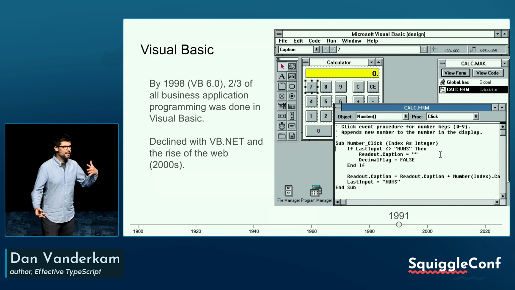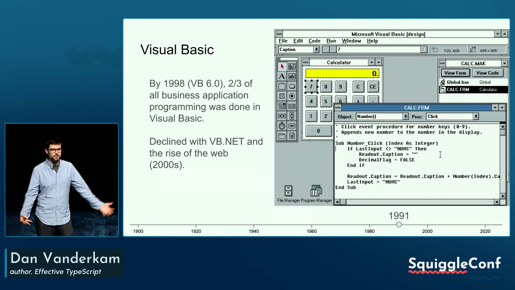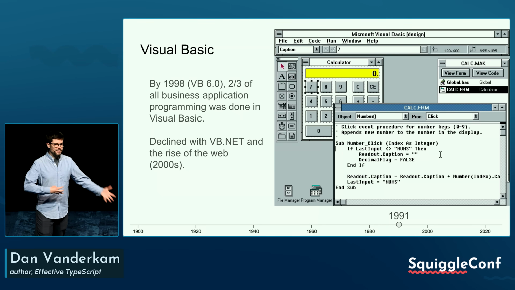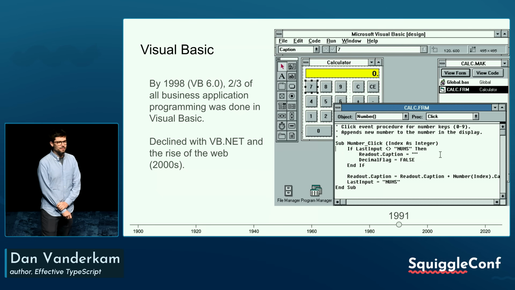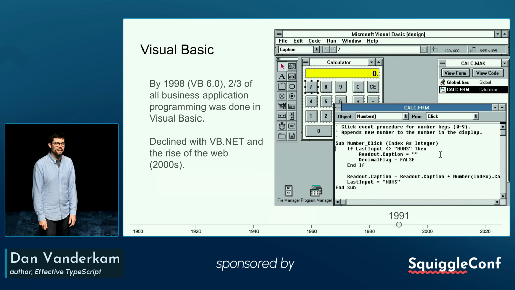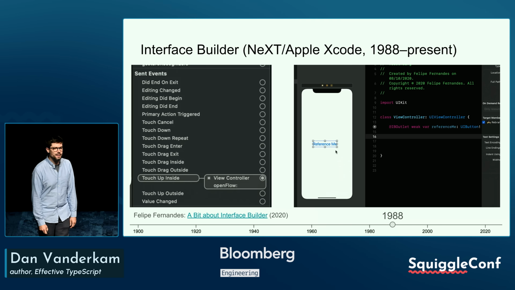People did a lot of in-house applications in Visual Basic, just because it was so much easier to spin up than a C++ Windows application. But it sort of declined after VB.NET came out, and it was much more like normal programming. And I think it declined with the rise of the web in the early 2000s.